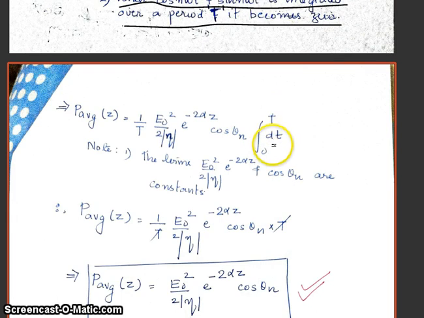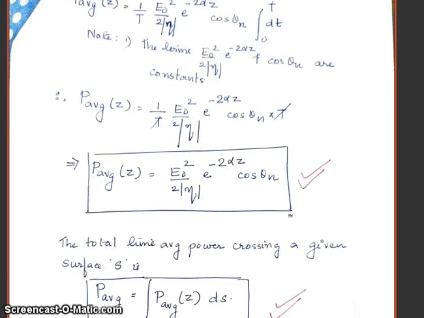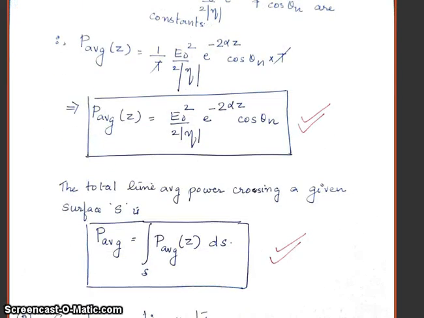That is capital T. So finally this capital T and this capital T get cancelled, and I can write P average of Z is equal to E naught square by 2 eta, e raised to minus 2 alpha Z, cos theta n, which gives you the average power density. Hope the derivation is clear.